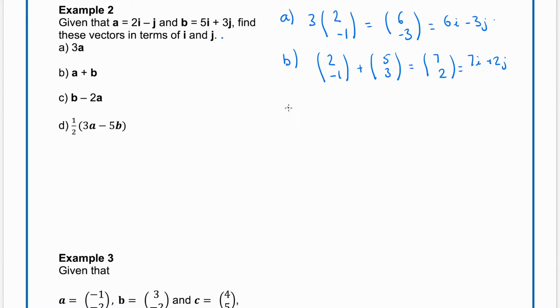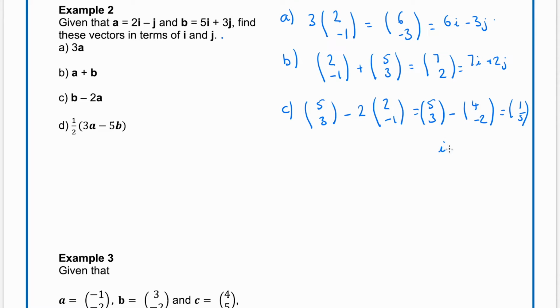Okay, so welcome back if you had a go. So for question C, we have b, so 5 and 3, minus 2 lots of a, so 2 and minus 1. So now we have 5 and 3, which is b. We can work this out. 2 lots of 2 is 4. 2 lots of minus 1 is minus 2. So now we have 5 take away 4, which is 1, and 3 minus negative 2, which is 5. So this will give us 1i plus 5j.